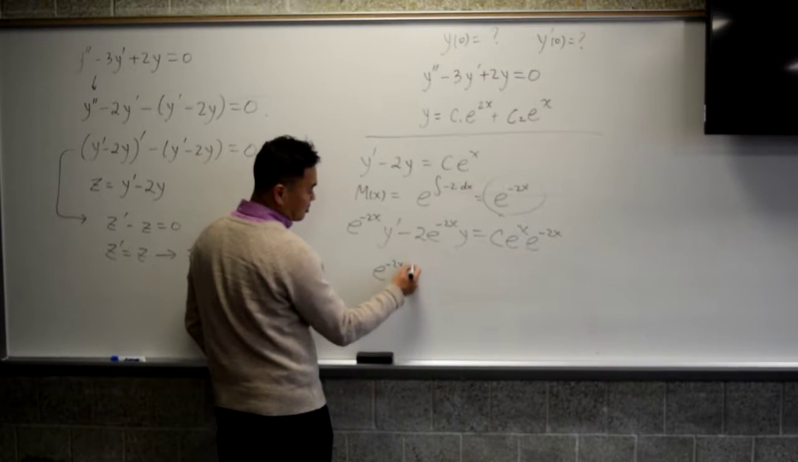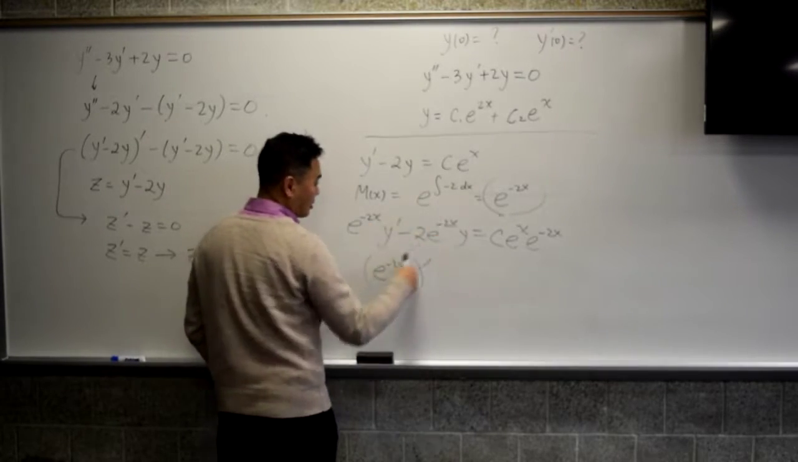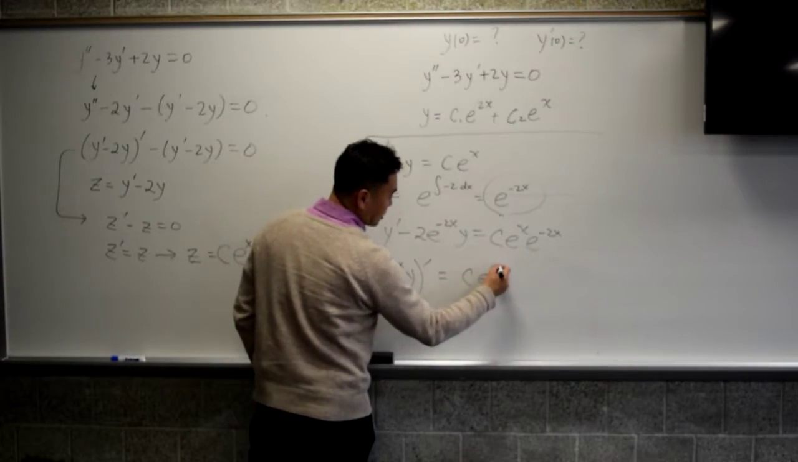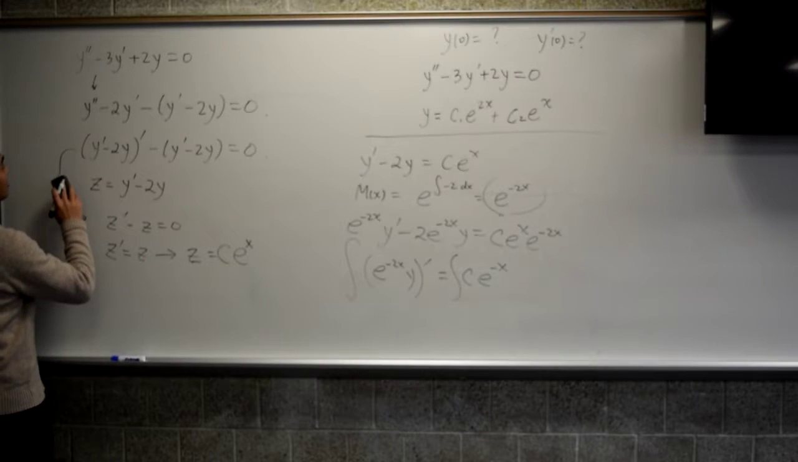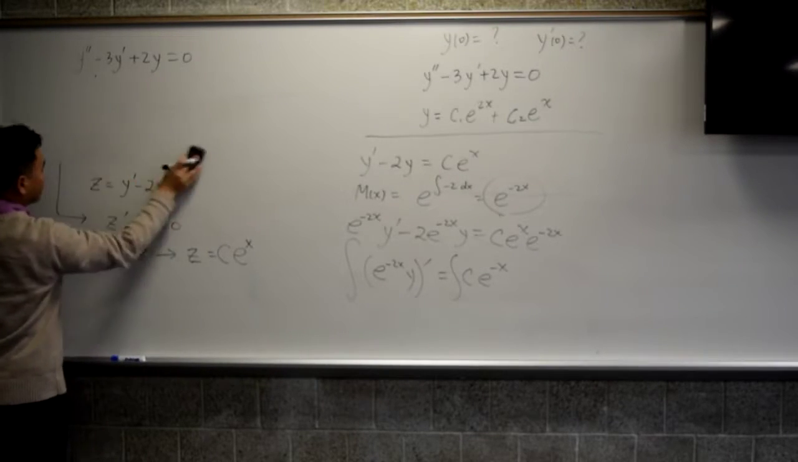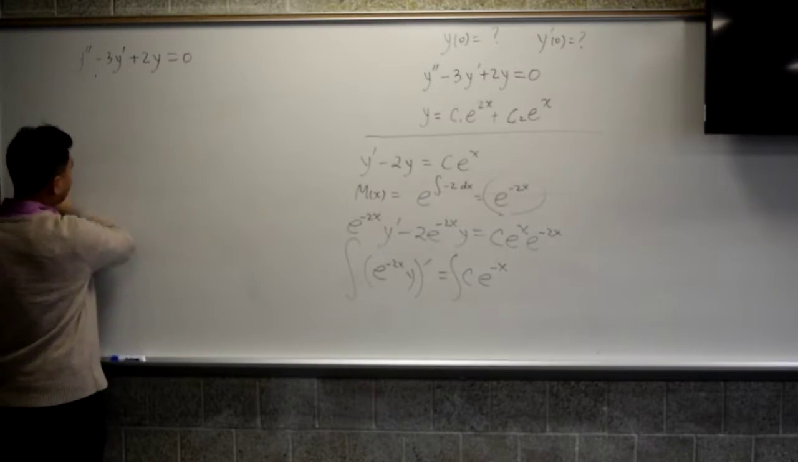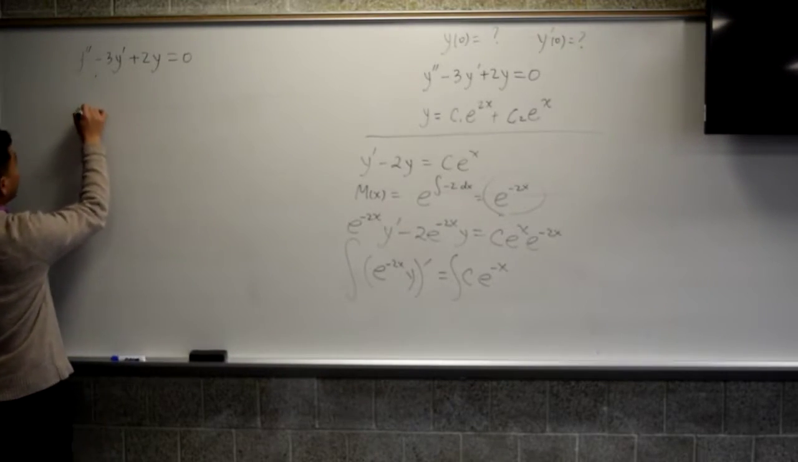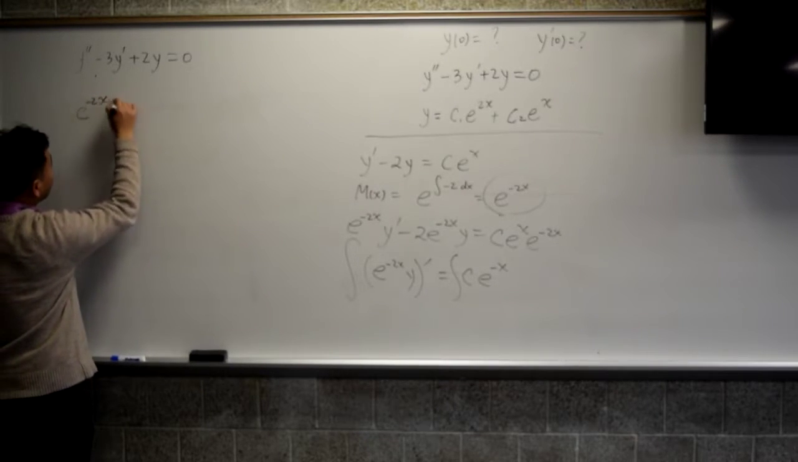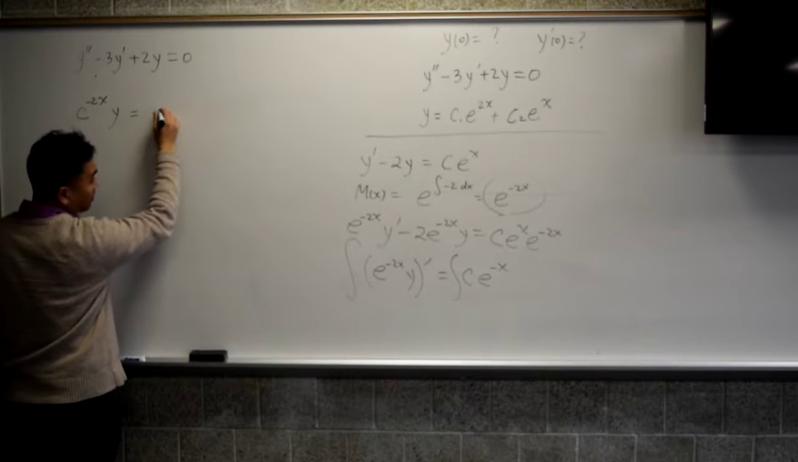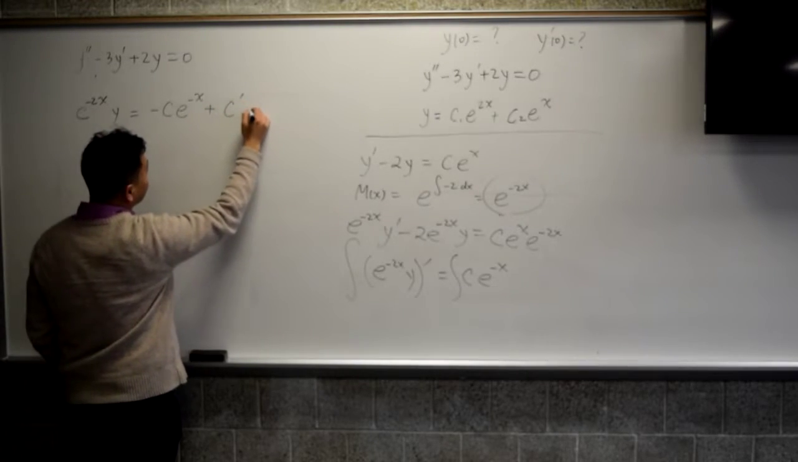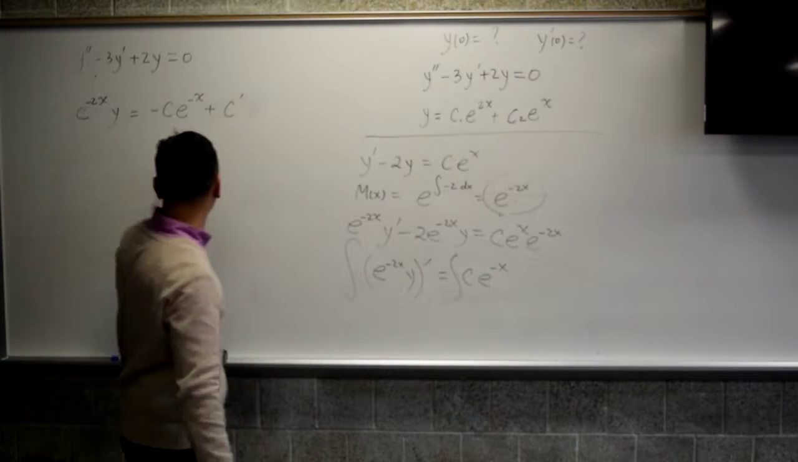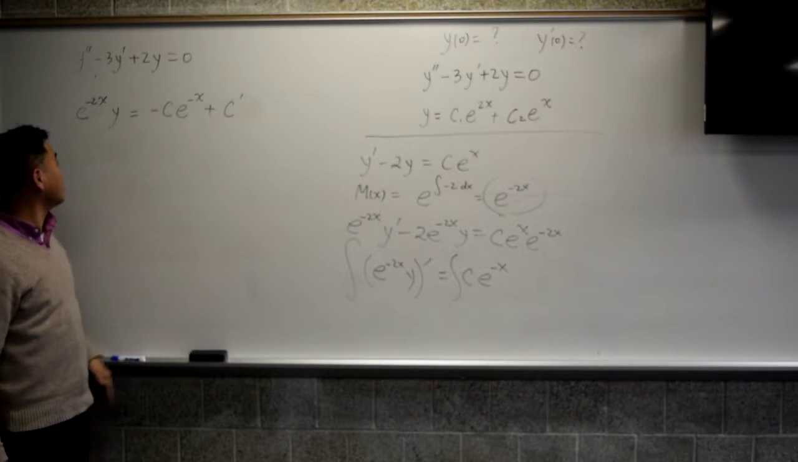And then this is a product rule. That's the purpose of the multiplier: it turns the entire left side into a product rule. The right side is c times e to the -x. And then you integrate both sides. This becomes e to the -2x times y, and that becomes negative c e to the -x plus c prime. If you integrate e to the -x, it's negative e to the -x, and then this is c prime.